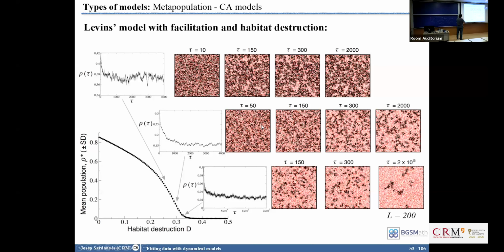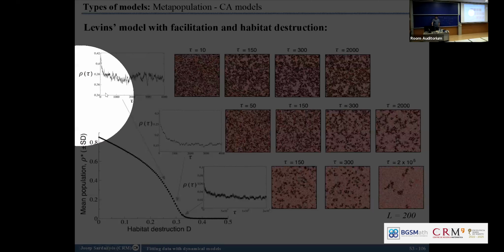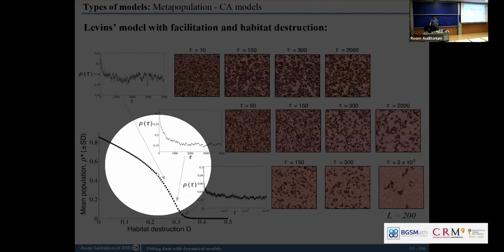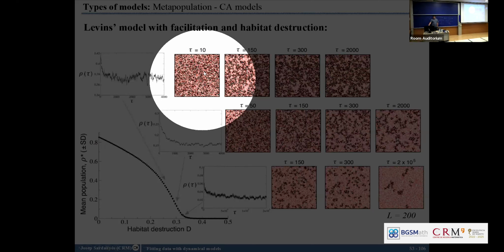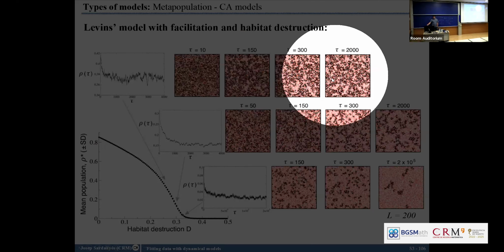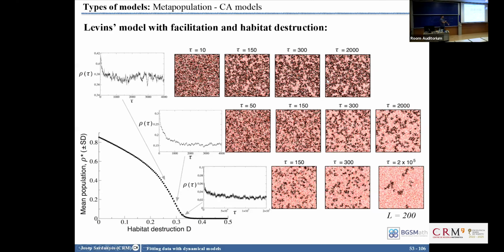These are for different fractions of habitat loss. For example, the first arrow is for a value of habitat loss of about 0.25. You can see, for different times, that you have spatial patterning. You have patterns that change, but they remain more or less the same. And this is the time series of the population.